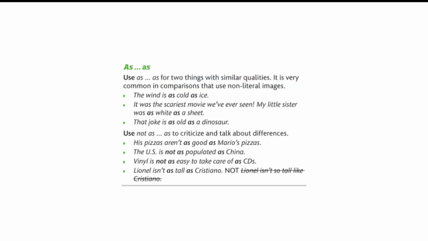And the comparative structure as plus adjective plus as. We use it for two things with similar qualities. It is very common in comparisons that use non-literal images. For example, the wind is as cold as ice. It was the scariest movie we've ever seen. My little sister was as white as a sheet. The joke is as old as a dinosaur. We use the negative form not as, adjective, as, to criticize and talk about differences. For example, his pizzas aren't as good as Mario's pizzas. So in this example, we criticize something.